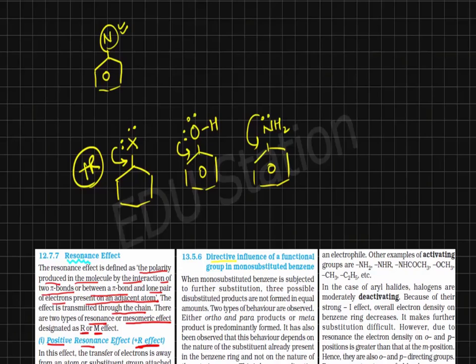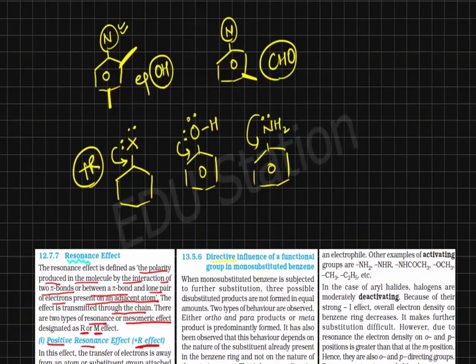This group will determine where the new electrophile will come. One option: the electrophile can come at ortho or para, for example phenol, or this group can direct the electrophile at meta, for example aldehyde. So, the group which is already attached to the benzene ring is capable of directing the new electrophile at a specific position. This phenomenon is called directive influence.